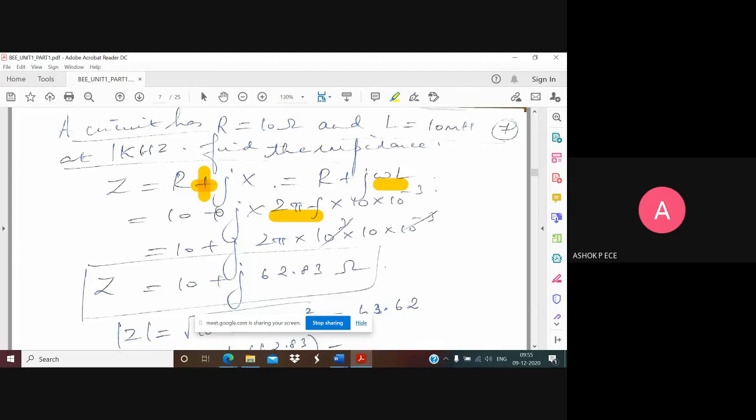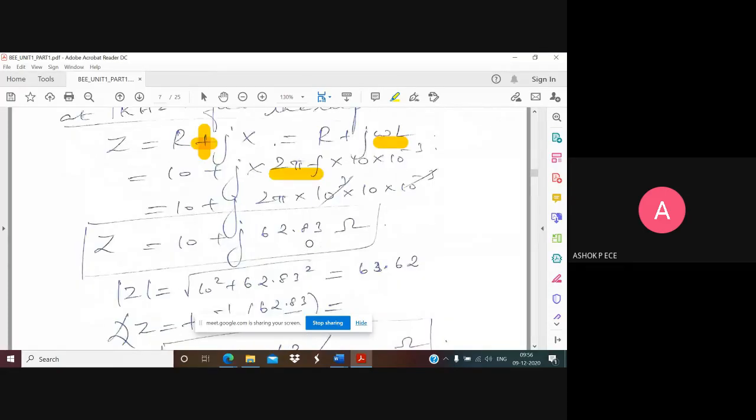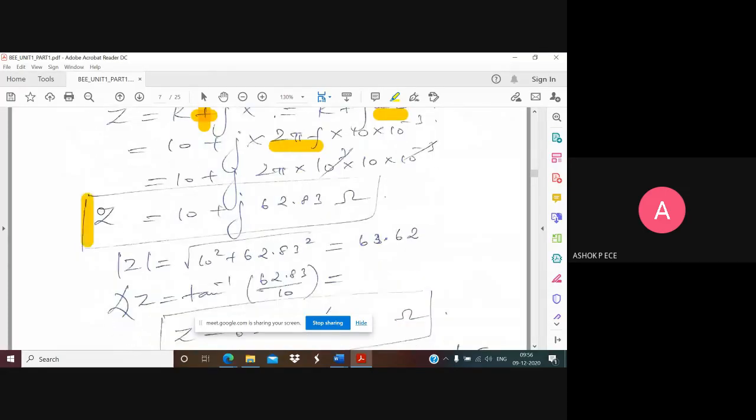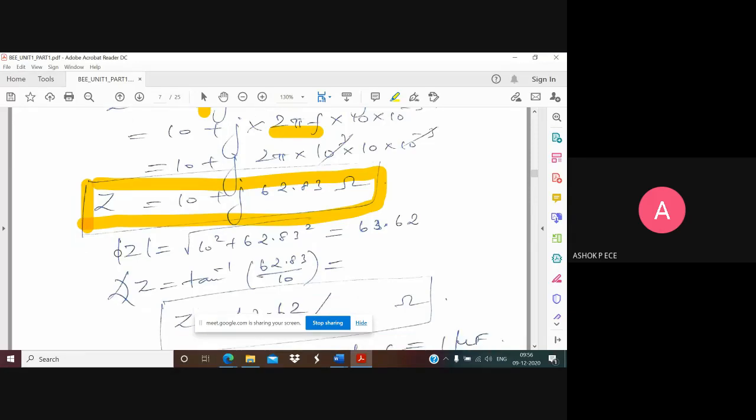So R is 10. 10 plus J into 2 pi F into L. L is 10 millihenry, so 10 into 10 power minus 3. Frequency is given as 1 kilohertz. So 10 plus J into 2 pi into 10 power 3 into 10 into 10 power minus 3, and 10 power 3 and 10 power minus 3 will get cancelled. So you get the answer as Z equal to 10 plus J 62.83 ohms.